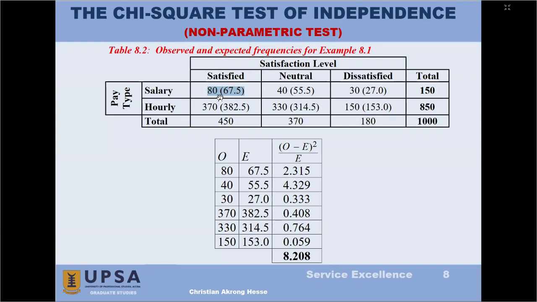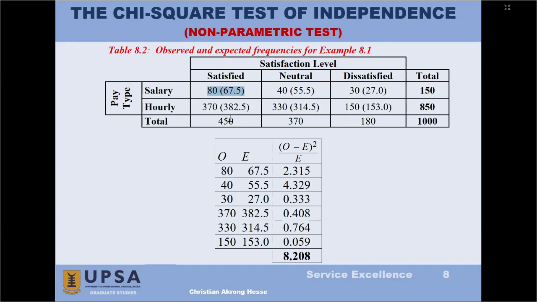So what I've highlighted was the observed value, 80. What is the row total for that observed value? 150. And what is the column total for this observed value? 450.